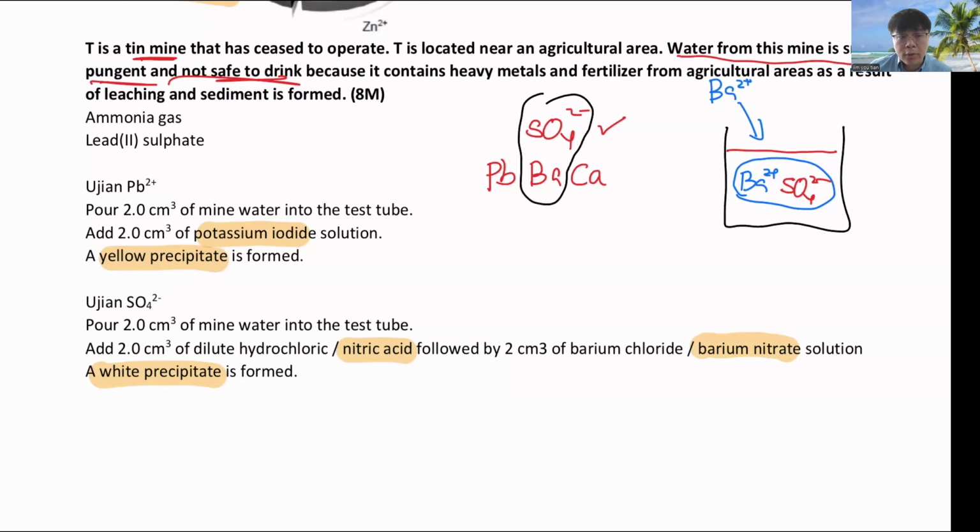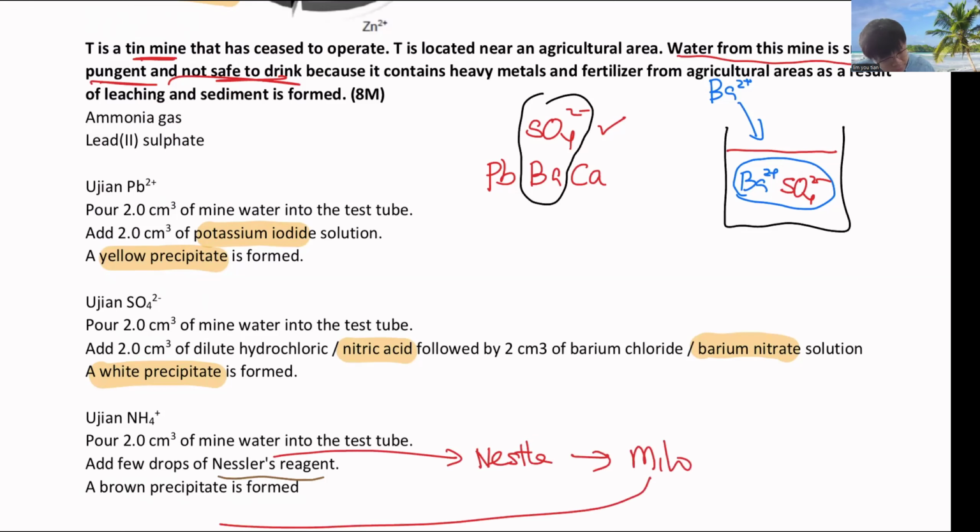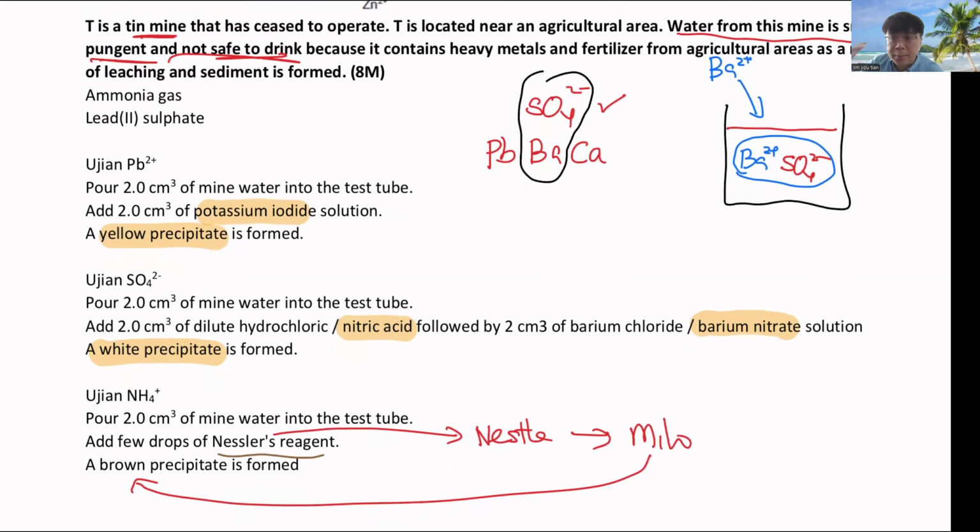So that is how to test sulfate. Testing ammonium is a very rare one, but if it really comes out, you need to know the answer. Ammonium, how do you test? You can add a few drops of Nessler reagent. With this Nessler reagent, you get a brown precipitate. How do I teach my students? Very simple. Nessler is the brother of Nestle. Nestle comes out with Milo, and Milo is brown in color. So these are the three described experiments that came out last year.